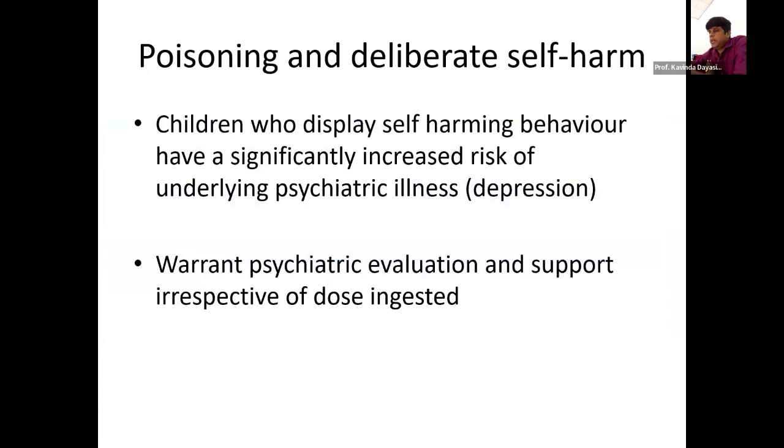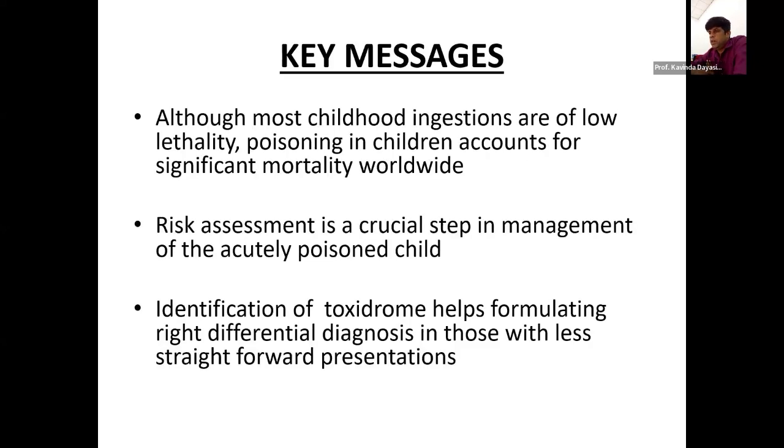The other important thing is poisoning and deliberate self-harm. It's seen mainly in teenagers. So not only do we medically manage the patient, but once the patient is stabilized, it's very important that these children get assessed by a child psychiatrist to assess the future risk of deliberate self-harm, as well as to support the patient and their families.